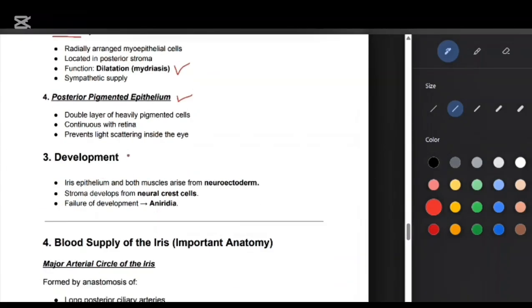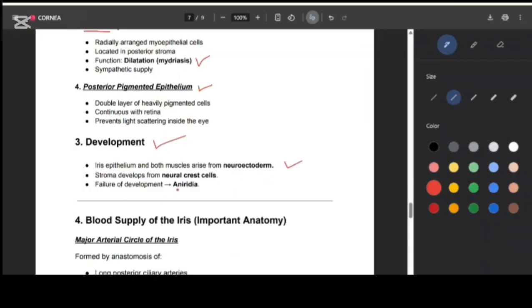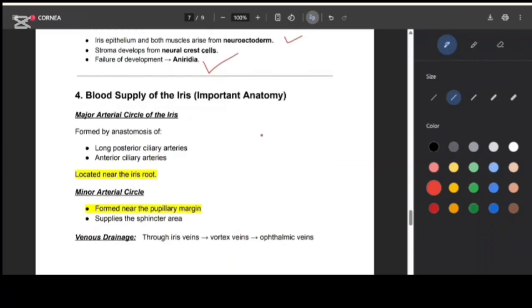Now, our third point in the anatomy of the iris, which is important for viva and for MCQs as well, is how the iris layers develop. The iris epithelium and both the muscles, as I've already told you, arise from neuroectoderm. The stroma develops from neural crest cells, while any failure in development of the iris leads to a condition known as aniridia. Okay, so this was the development and the layers of the iris.